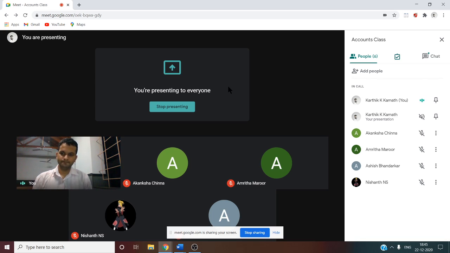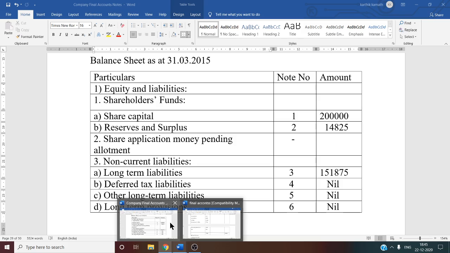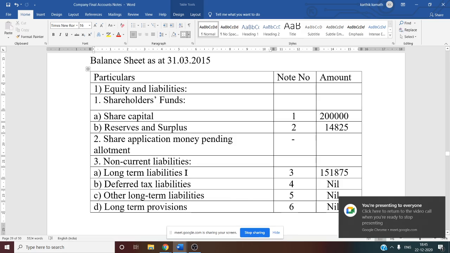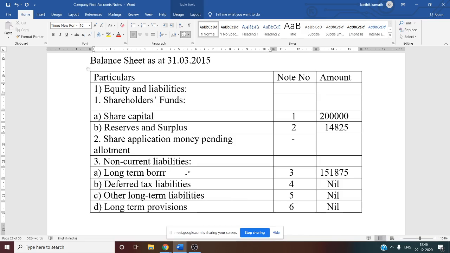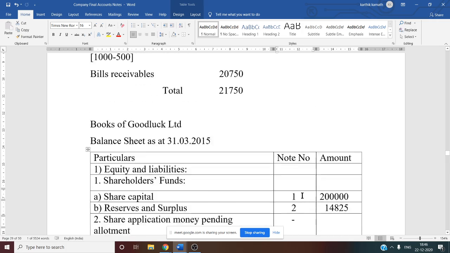Note number 3. See, note number 3 is a long-term borrowing. Correction, not a long-term liability, it is a long-term borrowing. Yes, because debenture and other information, bank loan are there.